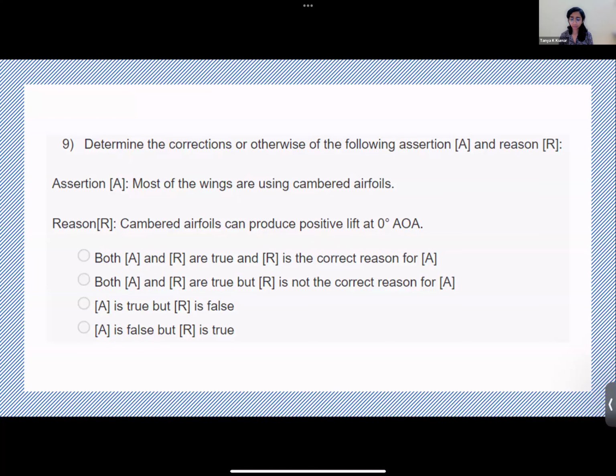It is true, right? So it produces more lift, and so we use the cambered airfoils, which is what we have been discussing throughout this course. So yes, the first statement is true. Second statement, cambered airfoils can produce lift at 0 angle of attack. Is this true? Is the second statement true? Yes. And is the second statement the reason for the first statement? Yes. So the correct answer is both A and R are true, and R is the correct reason for A.